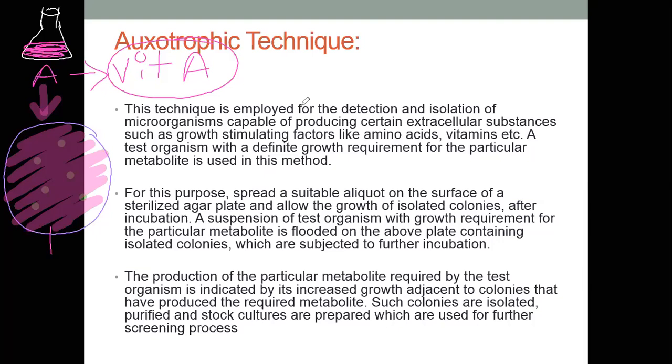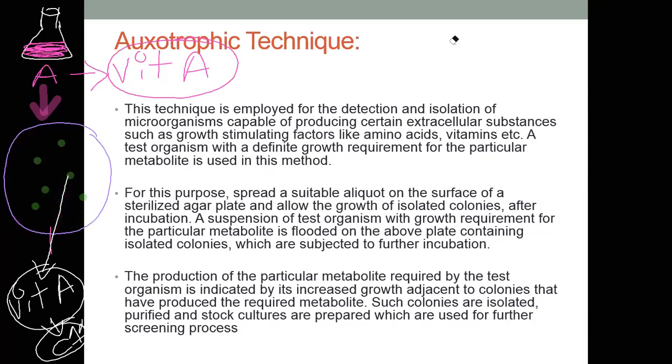So let me further modify this point and let me say that this colony here, this one, is the one which is producing vitamin A. Vitamin A produced by colony 1. Colony 1 is producing vitamin A. So what should happen is that only this colony is going to grow like this.